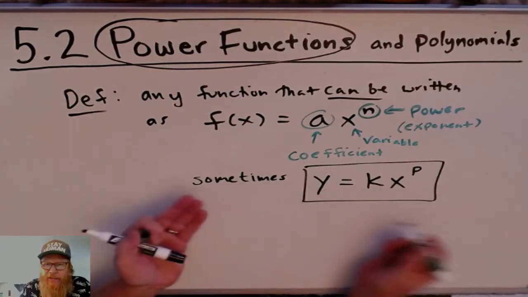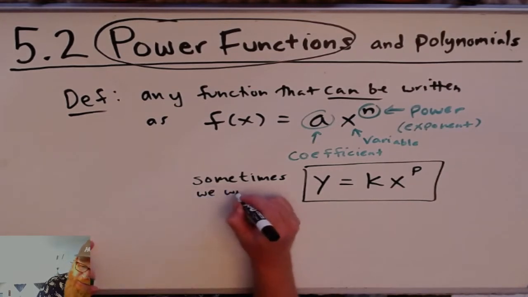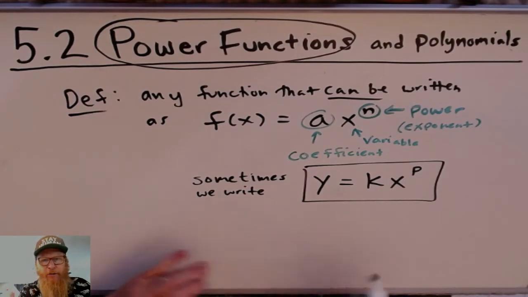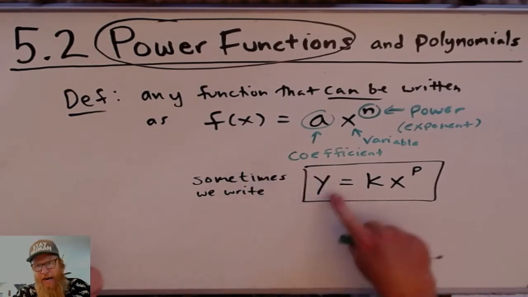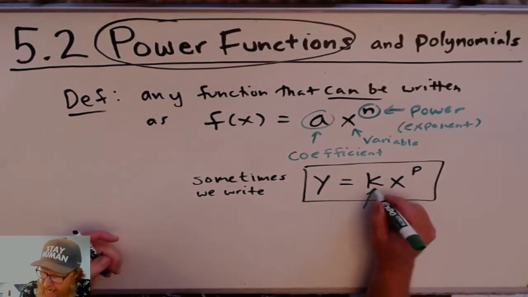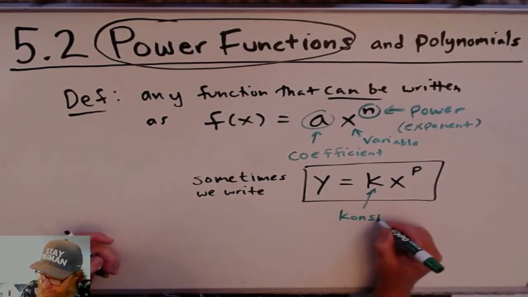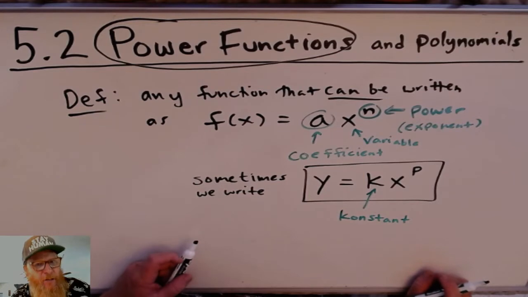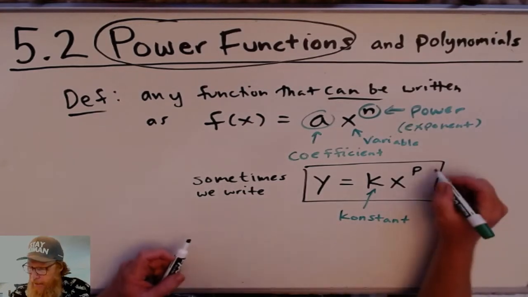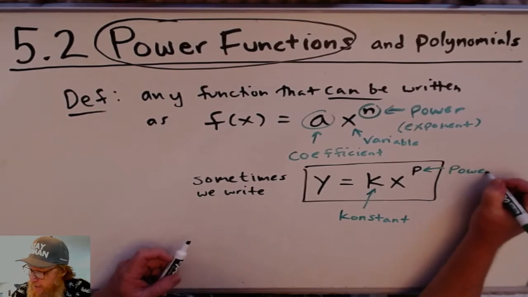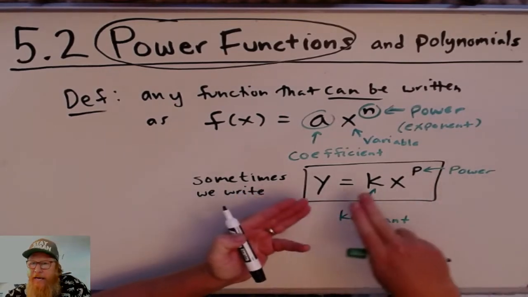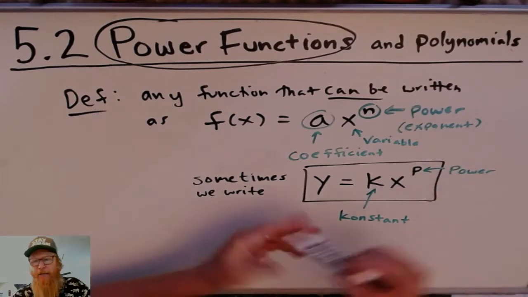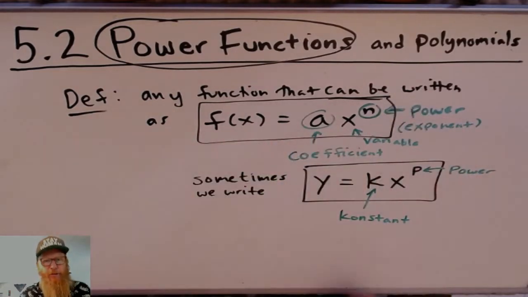But some people do it this way. You've got to be flexible. You don't want to be attached to a particular representation of a function. Instead of f, you could call it y. Instead of a, you can call it k. I'll teach you guys a little German today. The German word for constant is konstant. It just starts with the letter k. And then p for power. So if you prefer this version, y equals kx to the p, you certainly are more than welcome to use it. But in my lectures, I typically use this version.